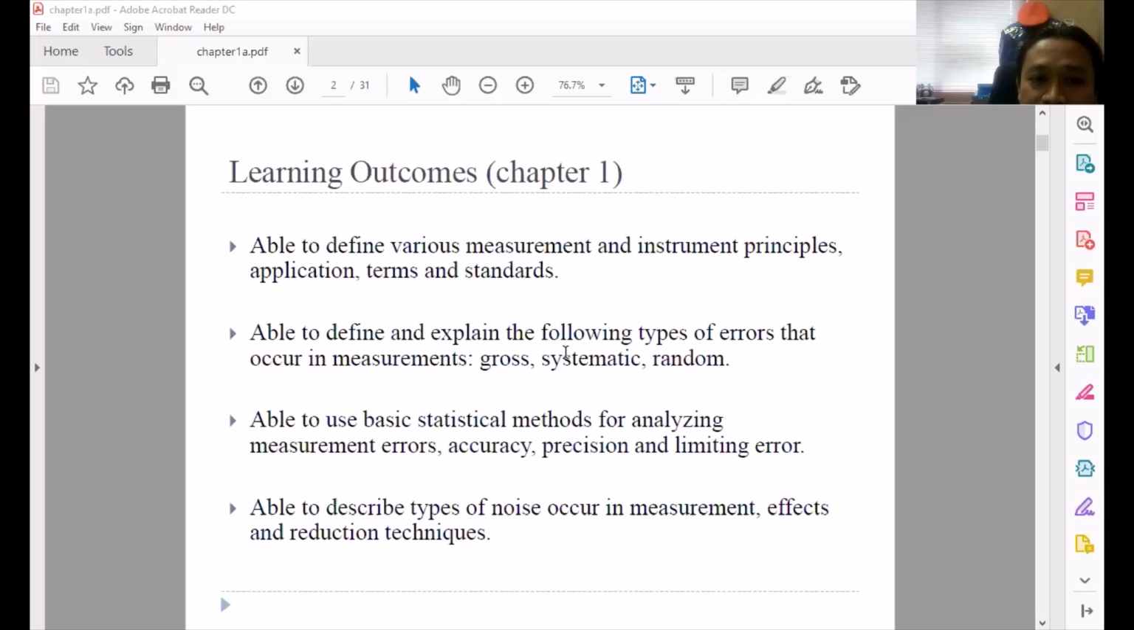So tomorrow's class will cover error and the specific method, and then next week we cover noise. This is for chapter number 1. So, another announcement.